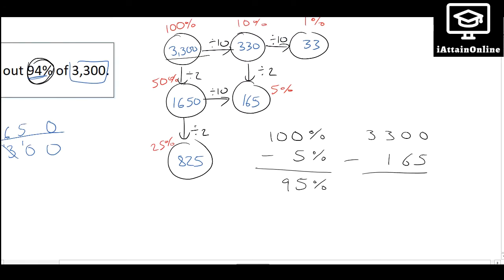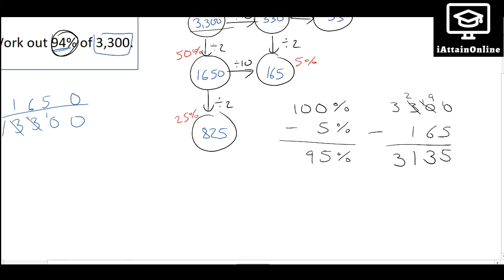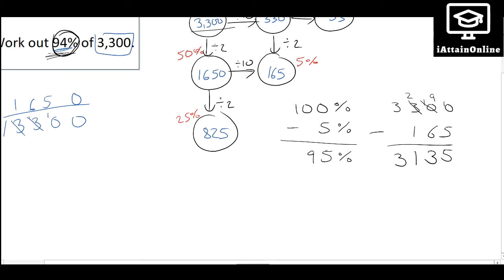If I take these away, I can't do 0 take away 5, so I need to look over to the tens column. I cannot borrow from there, so I need to borrow from there. 10, cross that out, becomes a 9. 10 take away 5 gives you 5. 9 take away 6 gives you 3. 2 take away 1 gives you 1. And 3 take away nothing gives you 3. Now that's 95%.